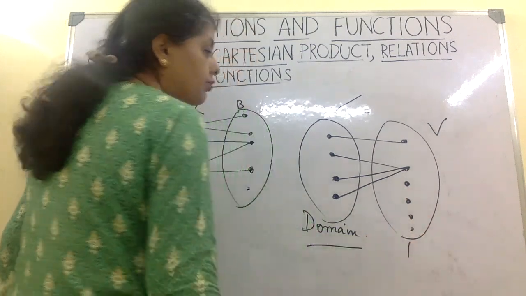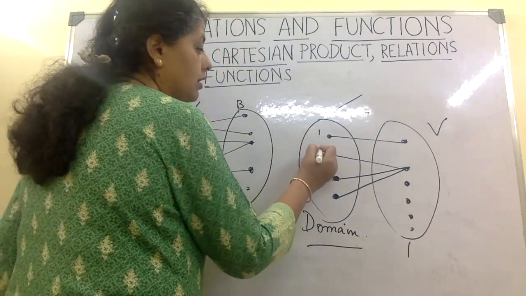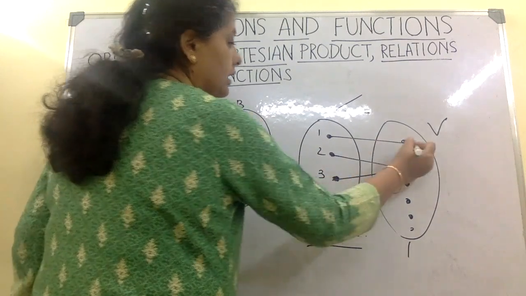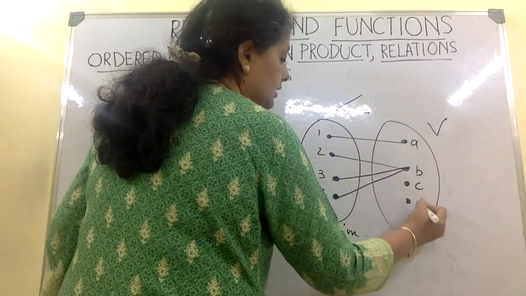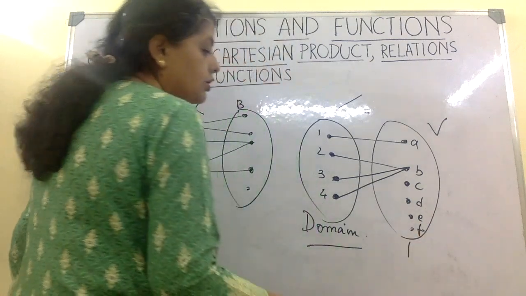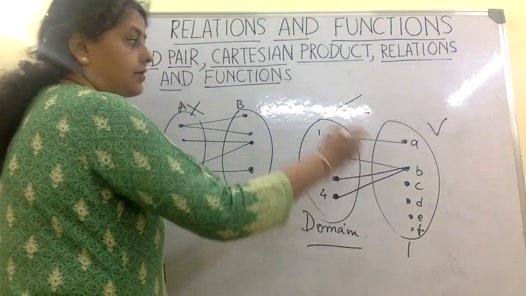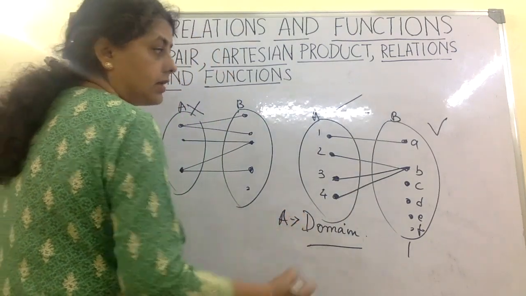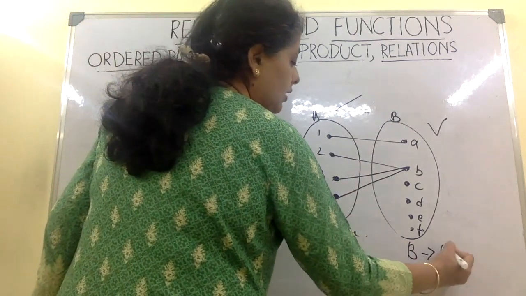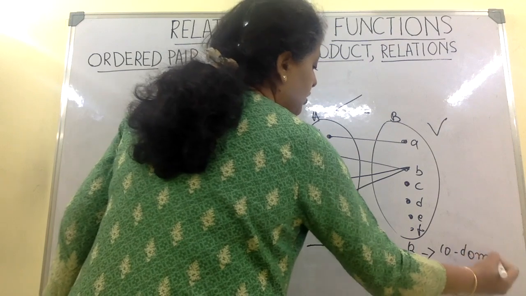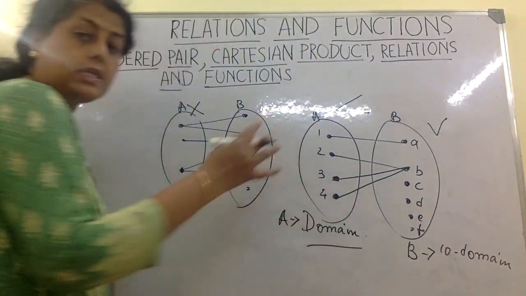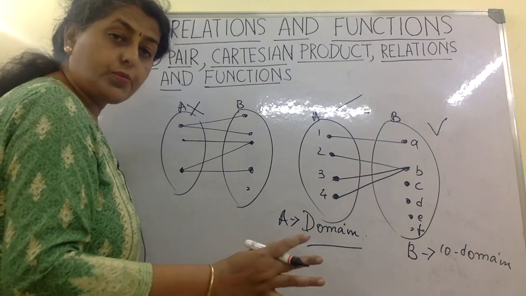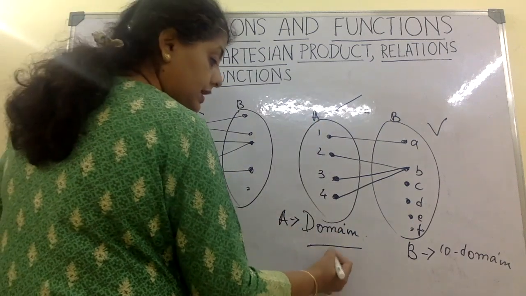Okay, if I put more elements, let me put 1, 2, 3, 4, A, B, C, D, E and F. So this full set, set A and set B, A is the domain, B is the co-domain. The full set B, A, B, C, D, E, F is the co-domain. But then what is range?